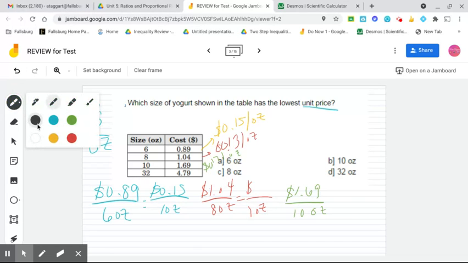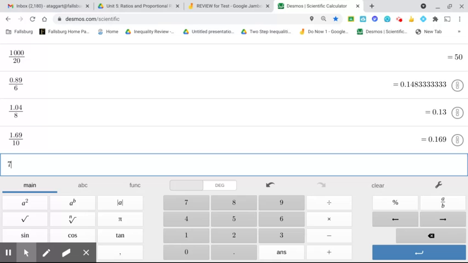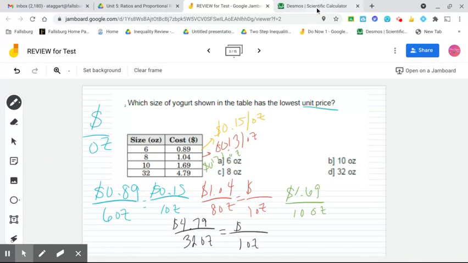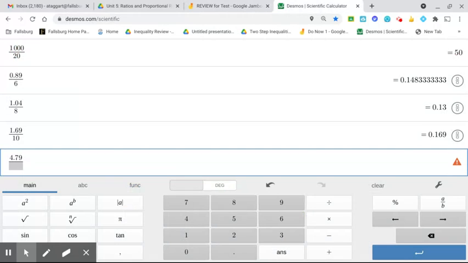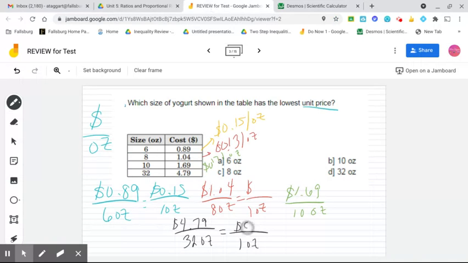And I have one more, 4.79 divided by 32 ounces. So how much money is that for 1 ounce? So 4.79 divided by 32. Yep, 32. Oh boy. Make sure you're in the denominator. And I have to round this one. I'm going to stop at the 4. This 9 next door is going to make this 4 go up to a 5. So that is 15 cents per ounce.